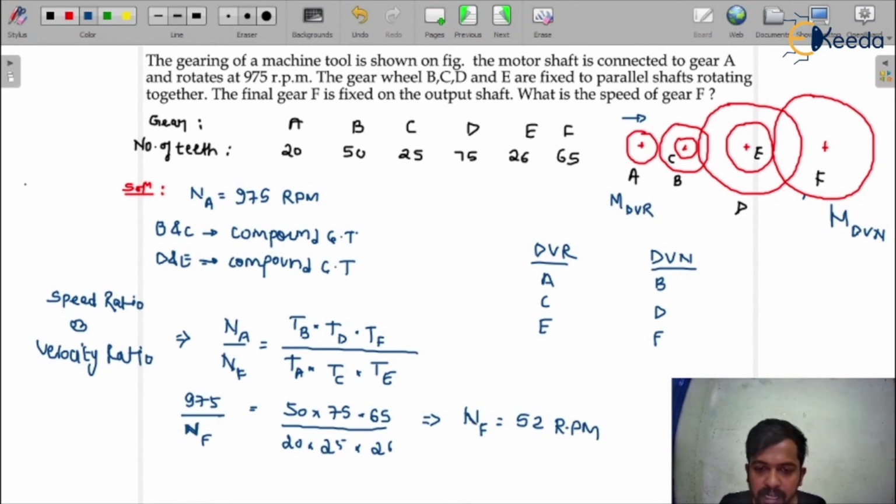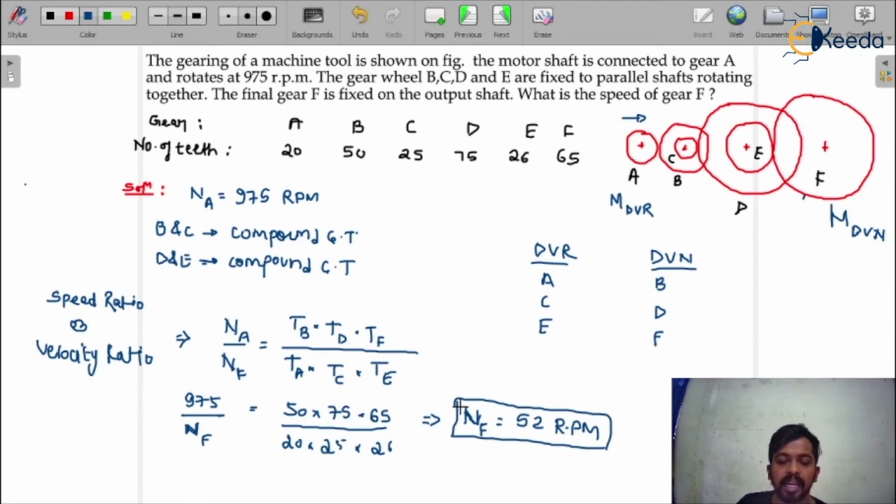That would be the speed of gear F, the speed of the main driven, because it is connected to the output shaft. So the output shaft speed would be 52 rpm. If the question asks in radians per second, you can calculate omega equal to 2 pi N upon 60. I hope you understand how questions come on the basis of the compound gear train.